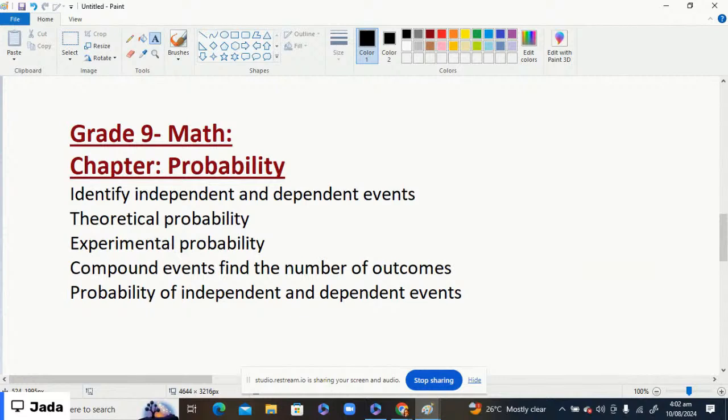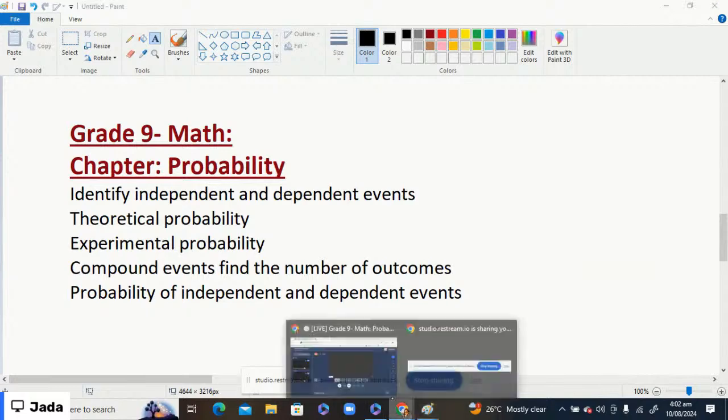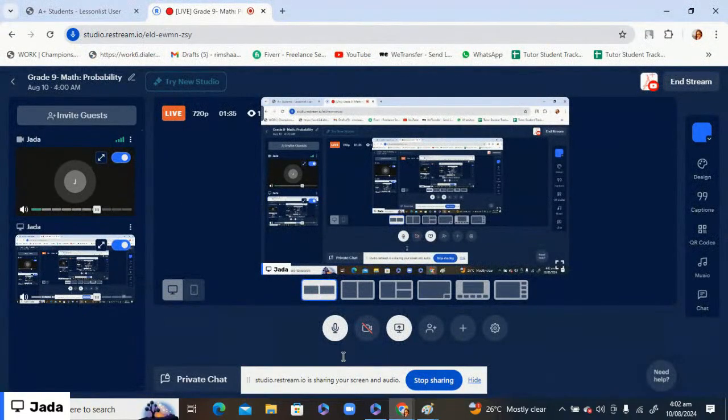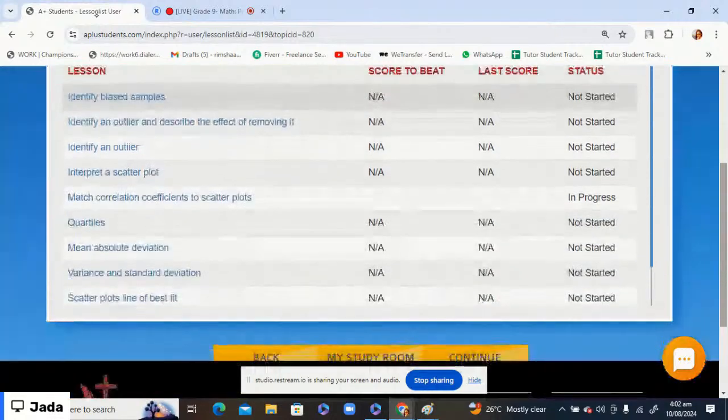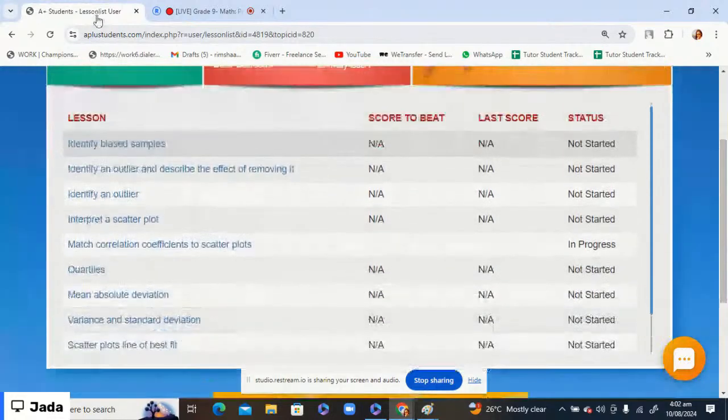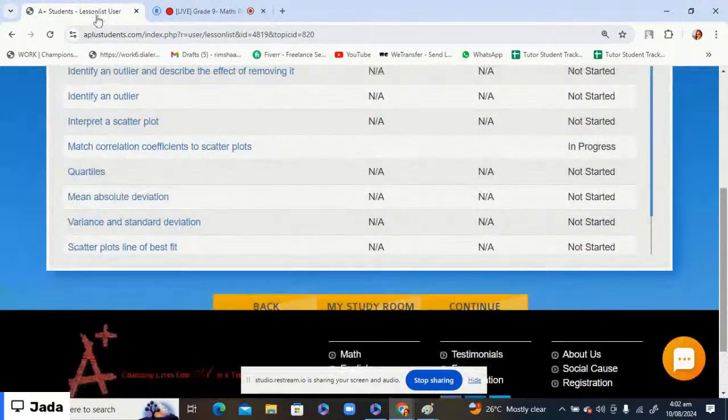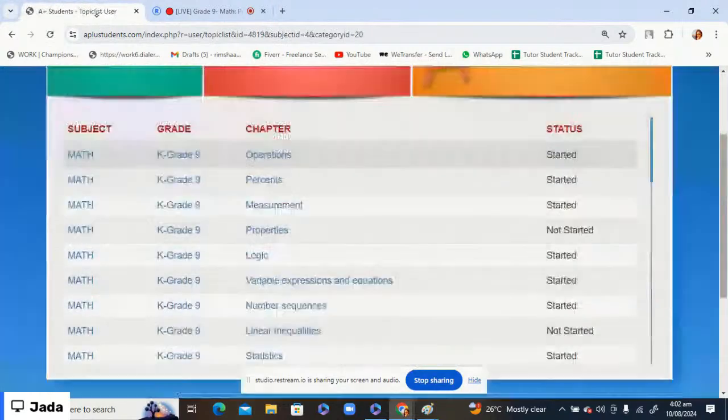You can find all the lessons on aplusstudent.com. You have to log in using the email and password provided by the administrator. Select Maths from the subject tab, scroll down to grade 9, click it, and here is the list of the chapters related to grade 9.